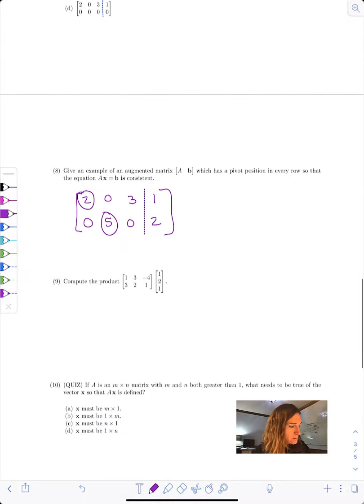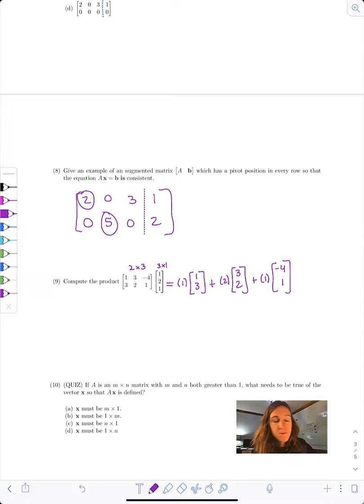Okay, finally, we're going to talk a little bit about matrix multiplication. This is the same idea as what we talked about at the very beginning. We have a matrix times a vector, and what we do is we take the first entry of our vector times the first column of our matrix, plus the second entry of our vector times the second column of our matrix, and then the third entry of the vector times the third column of the matrix.